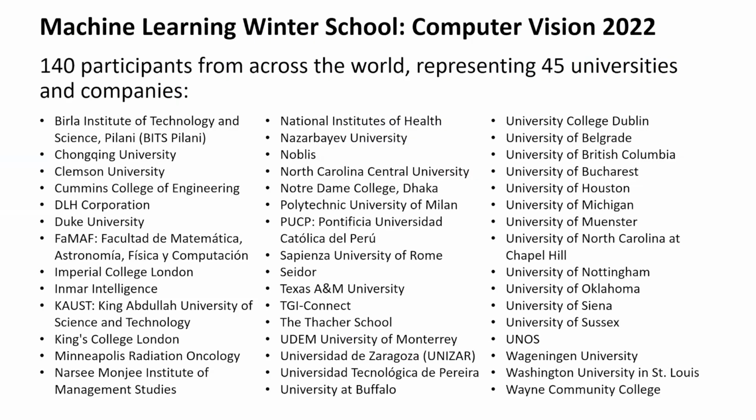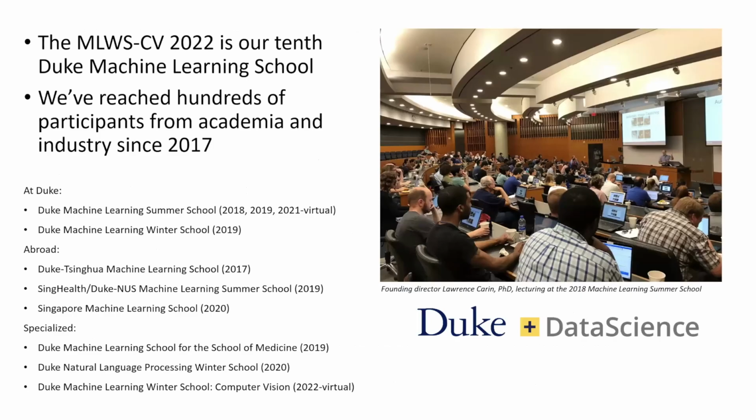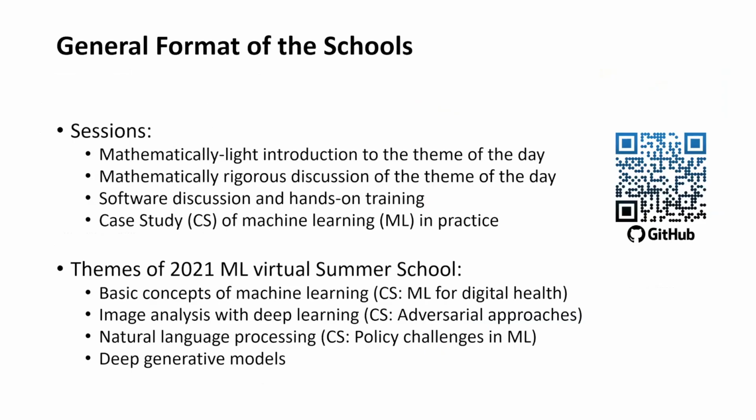This machine learning winter school attracted 140 participants across the world. This is one of the benefits of doing it virtual, from 45 universities and companies. And so far, this winter school is our 10th machine learning school. We've done another 9 in the past, some of them at Duke, some of them overseas, most of them in person, but now we are switching to a hybrid to allow people from around the world to join us and learn about data science and machine learning.